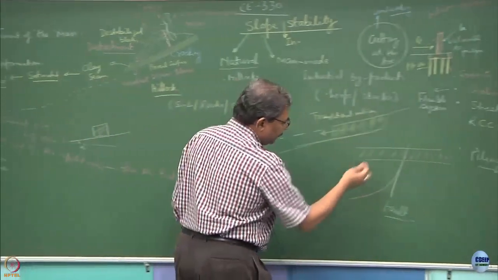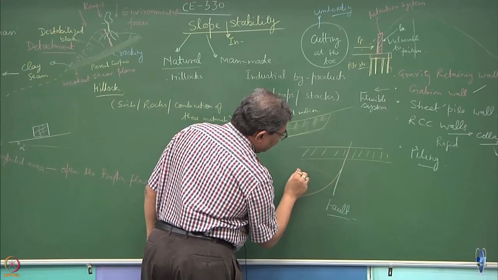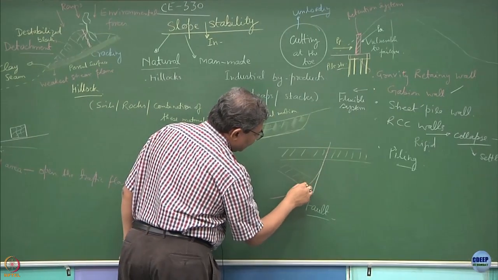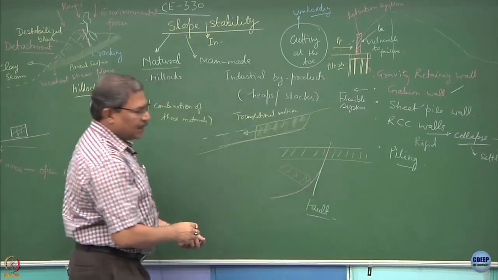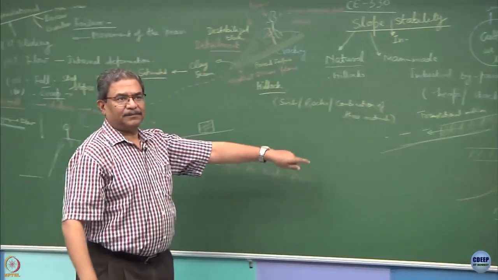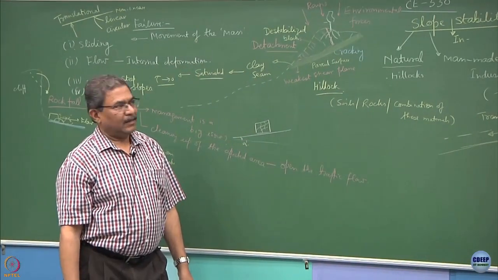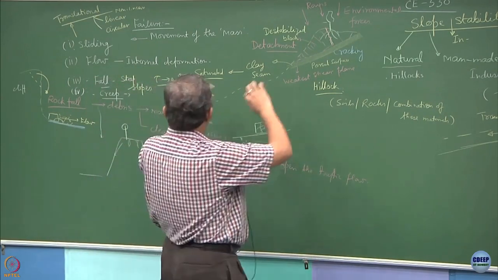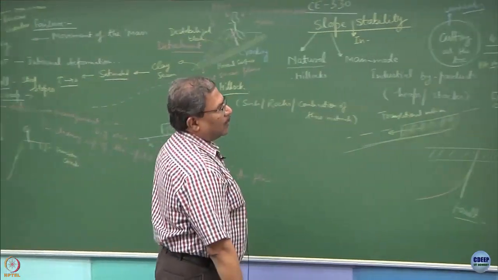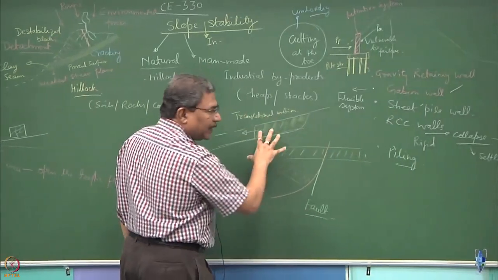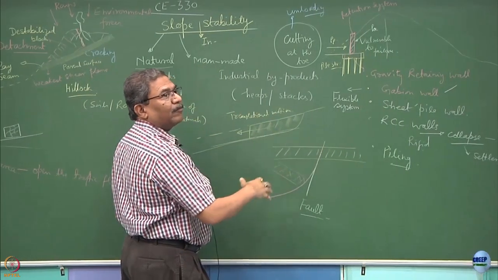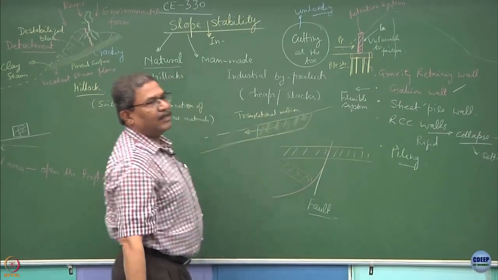And this surface, which was looking like this, might become like this. So, this is a circular slide. Fine. So, the whole description which we have done so far, now I am bringing it to a situation where the mechanistic models can be developed.